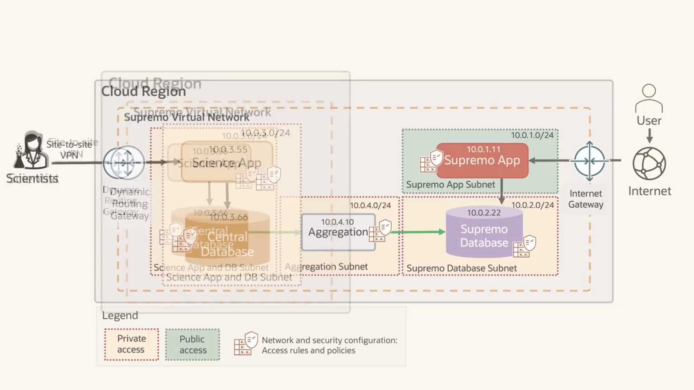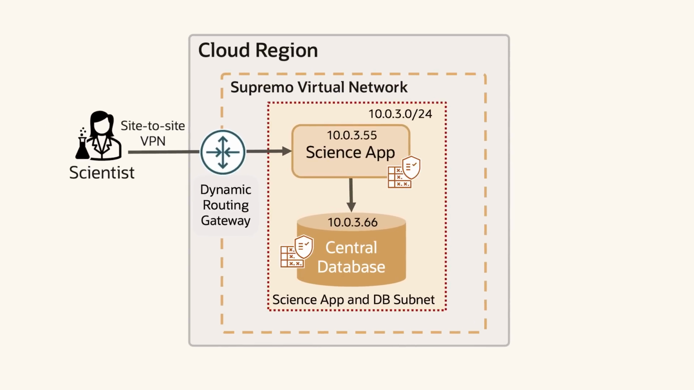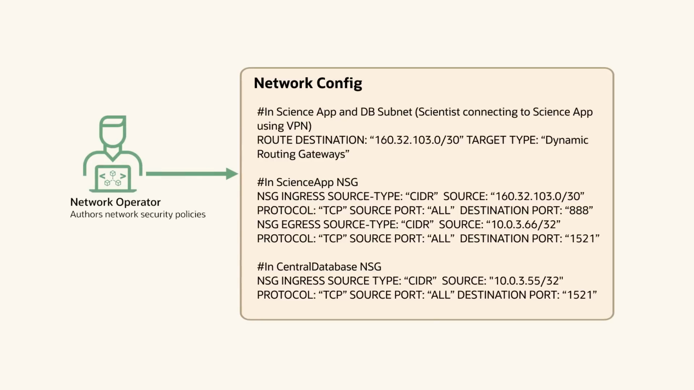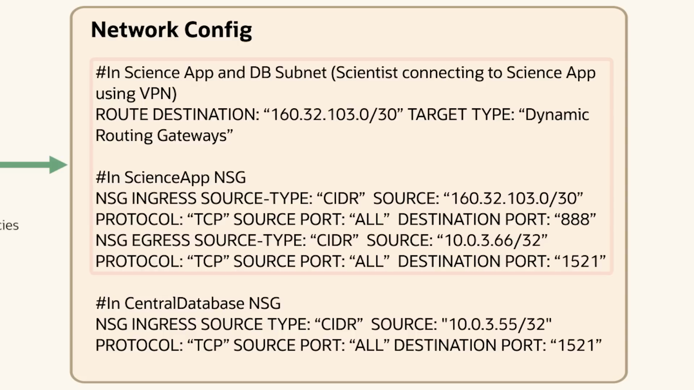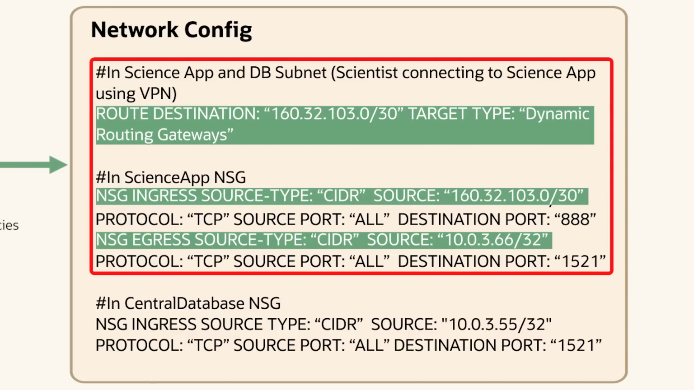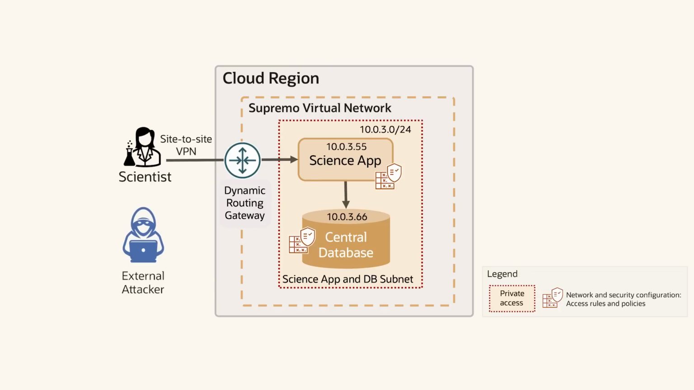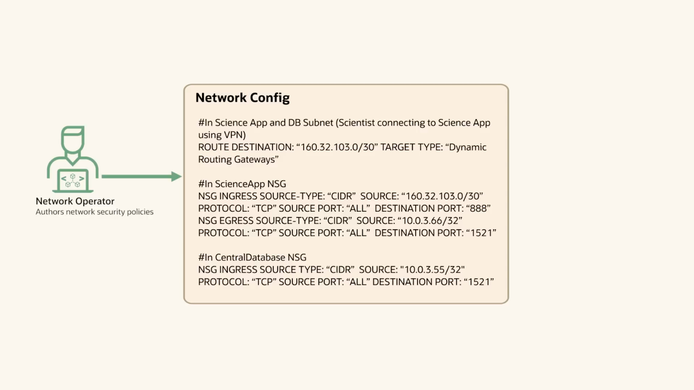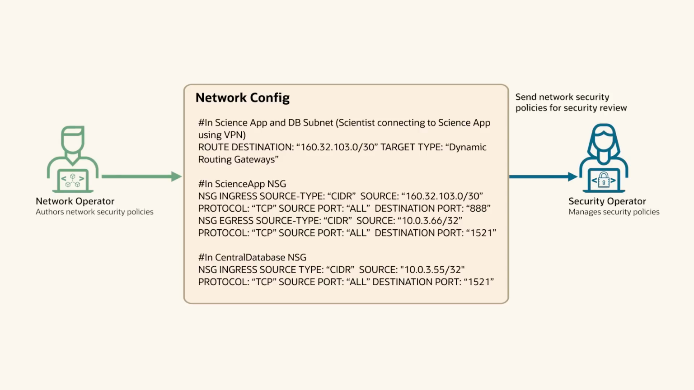Let's focus on the central database and the Science app and take a closer look at the networking and security configuration. The network and security policies for the Science app allow access to the Science app from select IP CIDR ranges over the VPN, and no direct access whatsoever to the central database. The IP CIDR range is where the limited set of scientists are expected to initiate network connections from when they talk to the Science app. These policies ensure that the sensitive data is kept very secure.